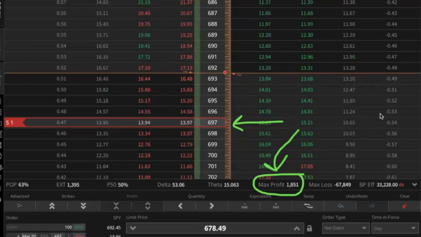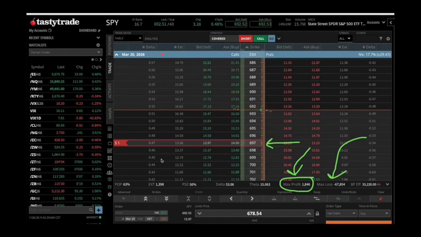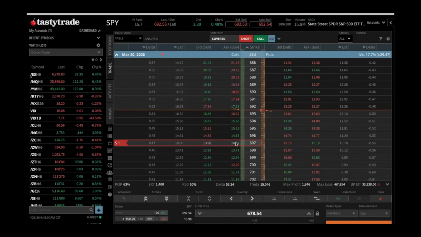You still would have to have about, in this case, almost $68,000 in your account to be able to do this trade. But it's a conservative strategy that can give you some income or lower your cost basis at the very least. If the stock stays neutral, you're going to keep this $1,400. If it jumps up and goes, let's say, to 700, you're going to make a little over $1,800. But the basic part I want to talk about is the call, though.